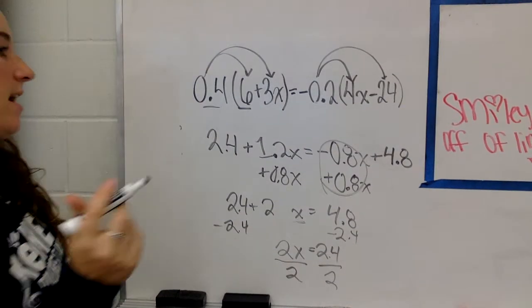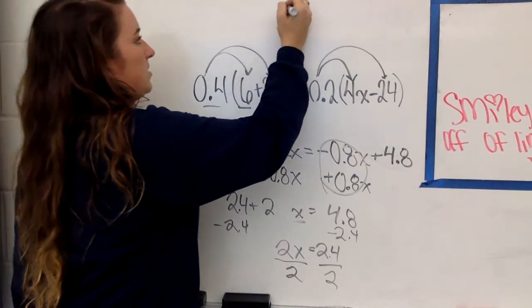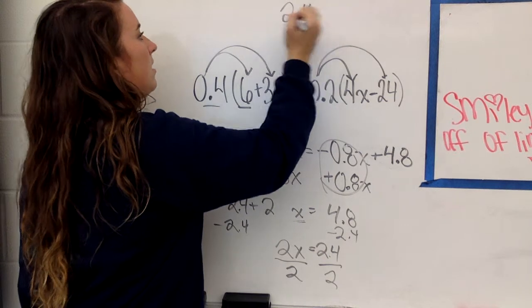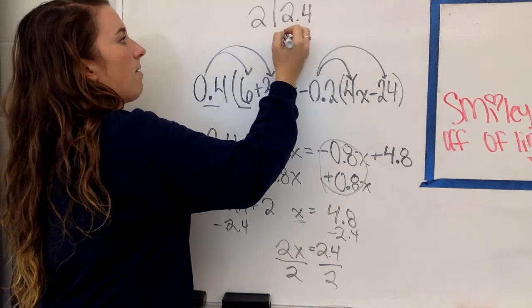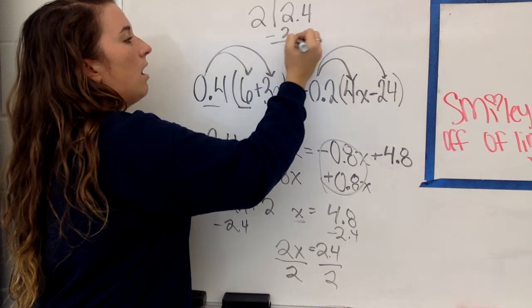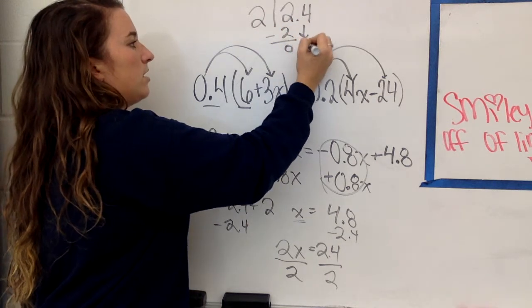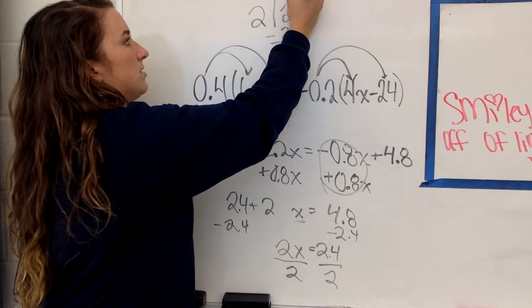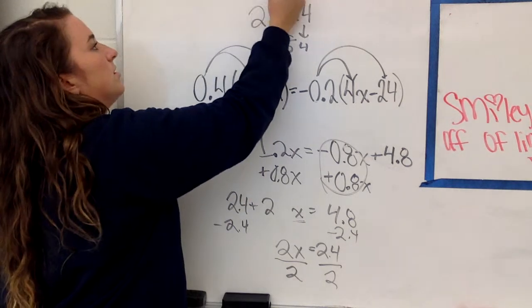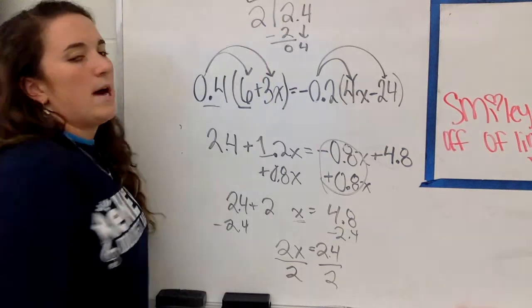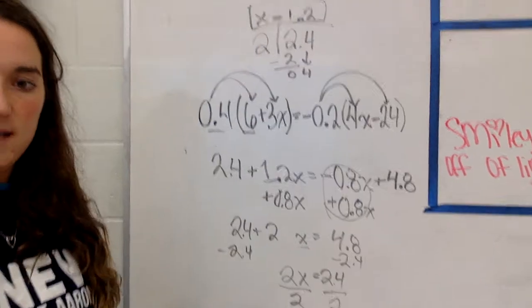So we have 2 4/10 divided by 2. We do top in, bottom out. 2 goes into 2 one time. Bring down the 4. 2 goes into 4 2 times. Bring up your decimal. x equals 1 2/10 is your final answer.